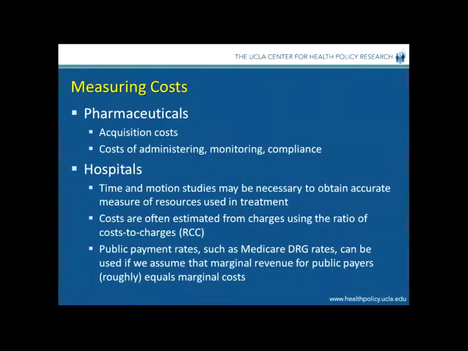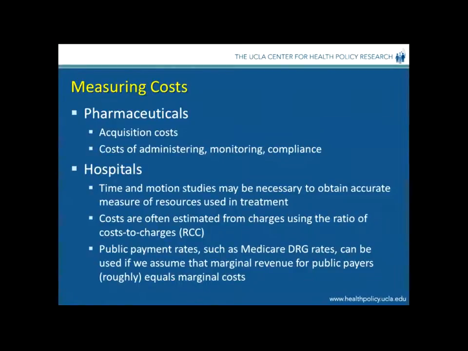There are literally hundreds, and probably at this point thousands, of studies of hospital care that have been done using RCCs. It's simply because hospitals either don't really know the actual cost for an individual patient, or if they do, they're not willing to share the information. But they'll report charges to, say, a government agency, and then you have to make an adjustment.